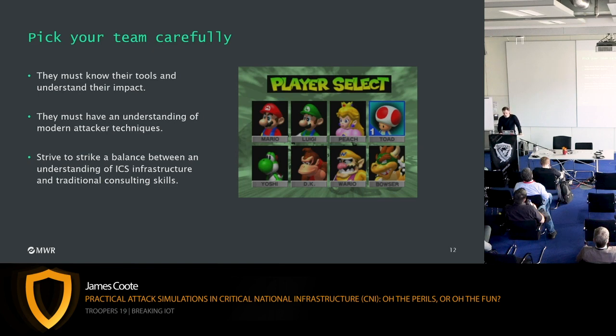Ideally as well, they should also have an understanding of modern attacker techniques. So this is so they can accurately simulate the threats that the client is most likely to face. And also you should strive to, wherever possible, strike a balance between an understanding of the ICS-specific infrastructure and some of the more traditional, softer consulting skills.